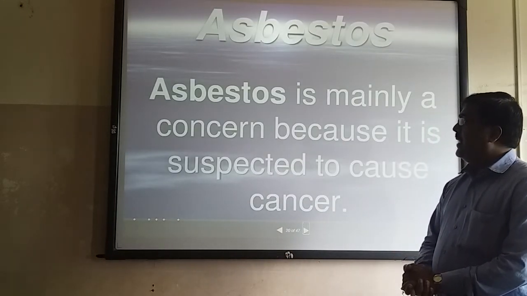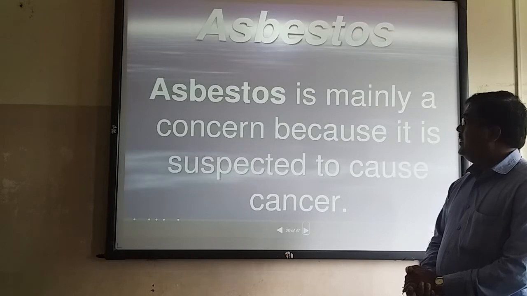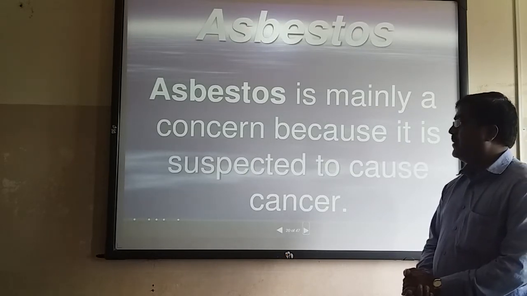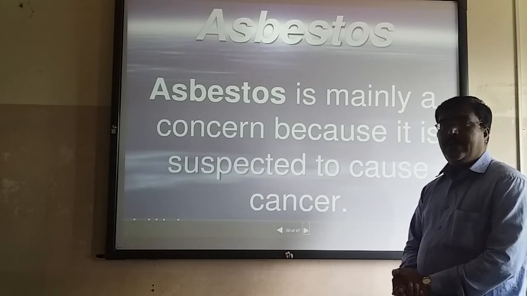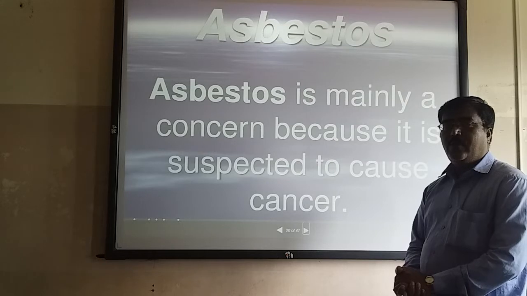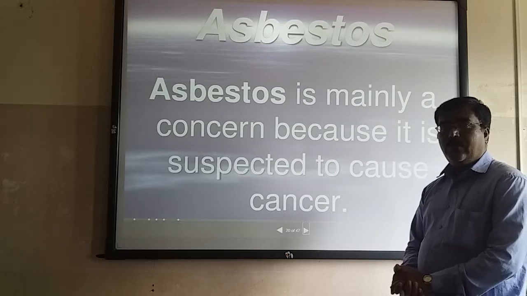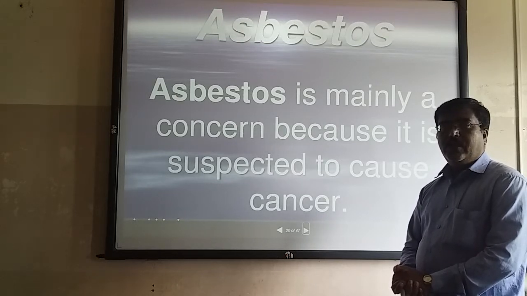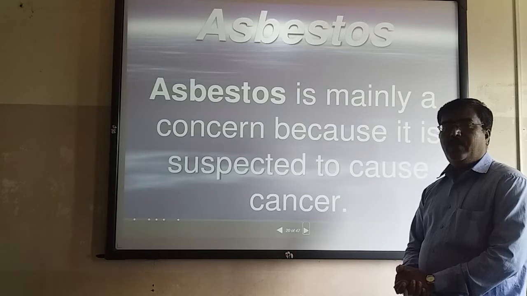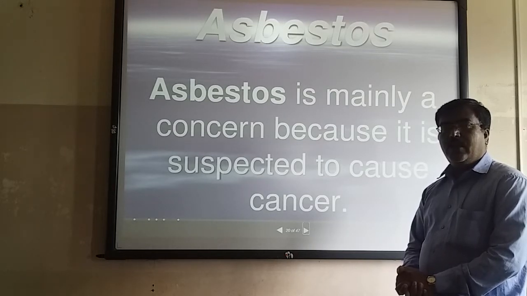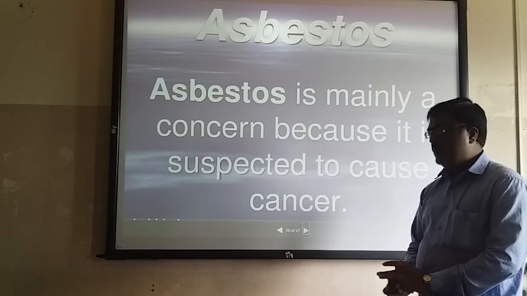So the other one is asbestos. Asbestos is a major concern because it is suspected to cause cancer. We can also record lead, which also causes cancer for us. Hence we should avoid it. Whatever chemicals and materials we use in our home today can cause many problems to us, and also cause air pollution.